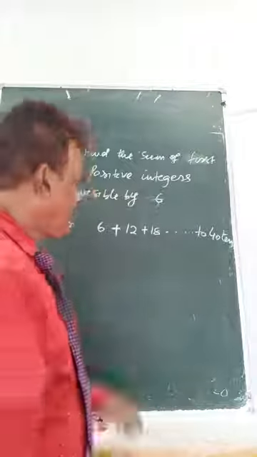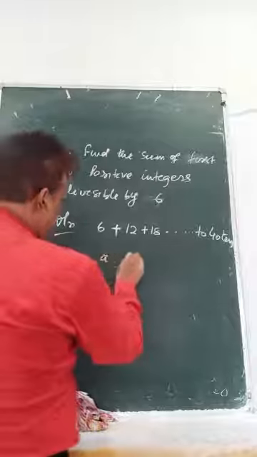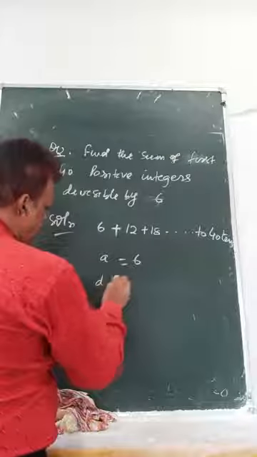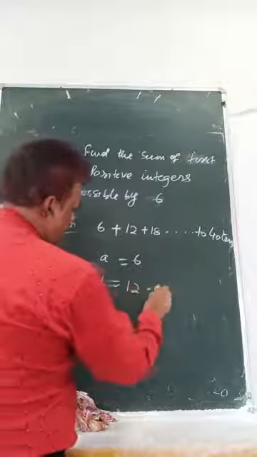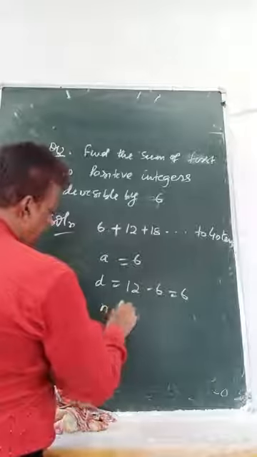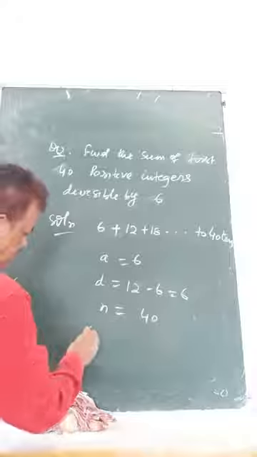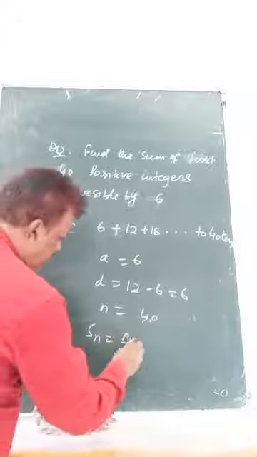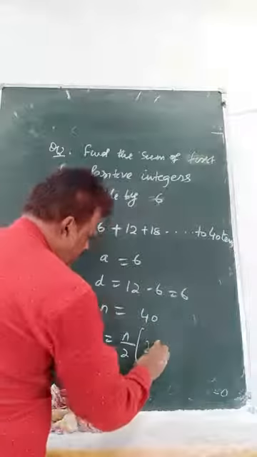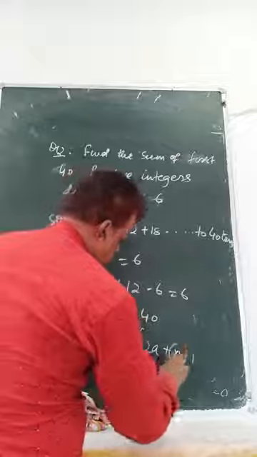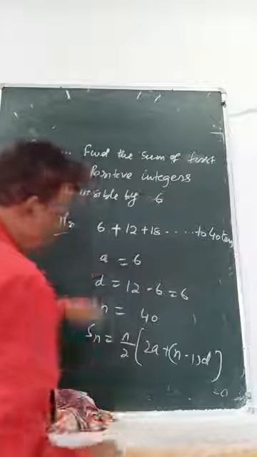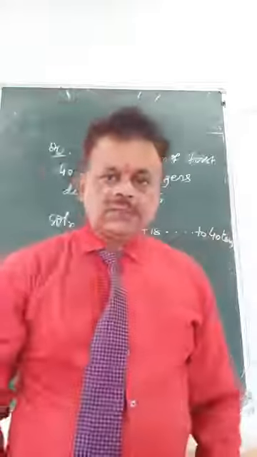Okay. Then what is A? A is 6. What is D? 12 minus 6, 6. What is N? 40. So Sn equals n by 2 into 2a plus n minus 1 into d. So put the values and complete this question. Okay.